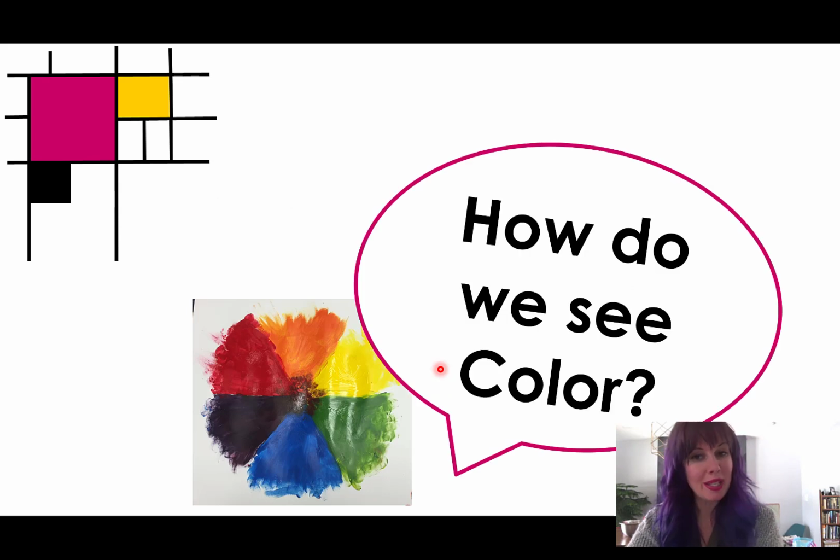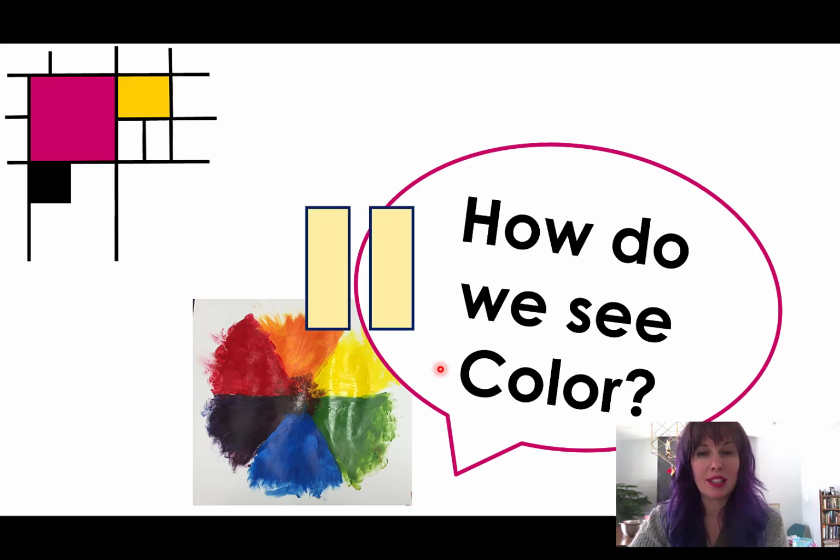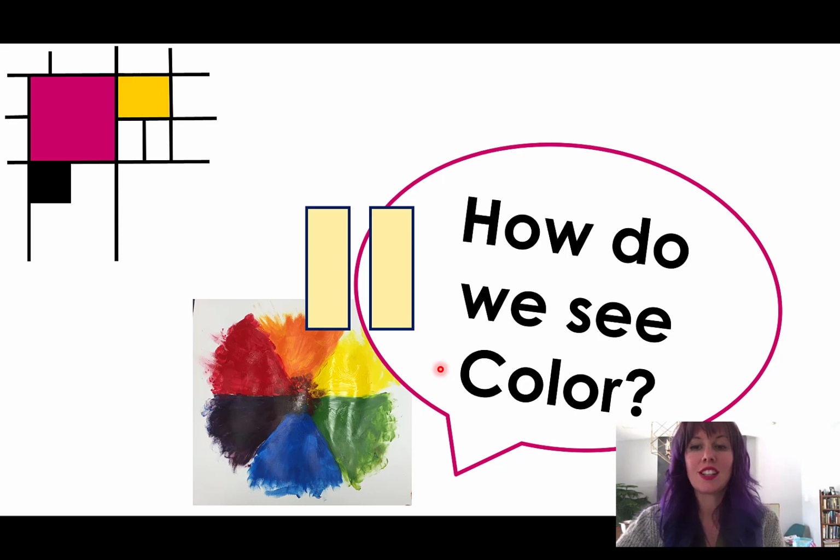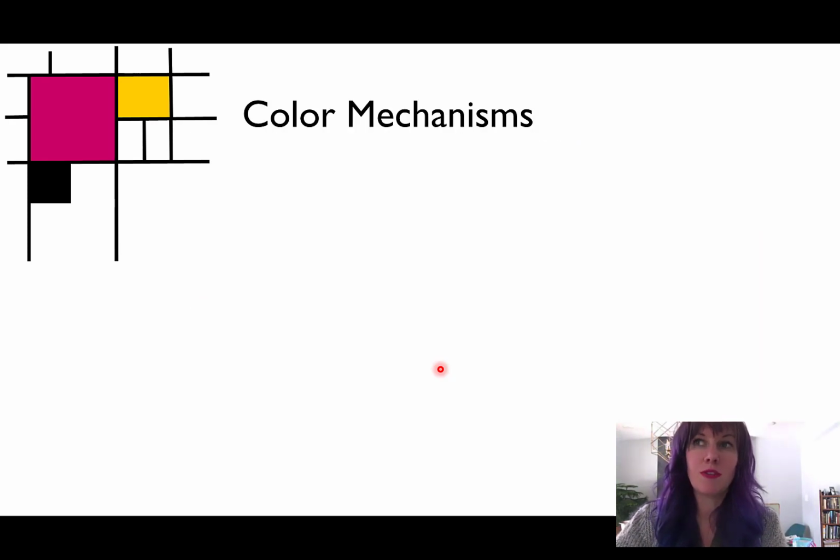Okay, so how do we see color? I just mentioned that we have to separate white light. So I want you to think about that for a minute. What are some of the different ways that we can separate out white light or generate specific wavelengths of light to see color? So there's a few different ways that we see specific colors.